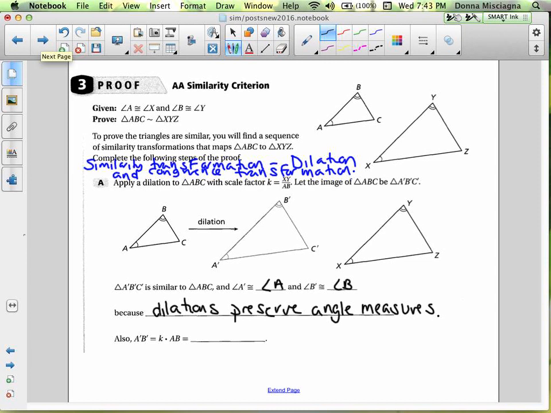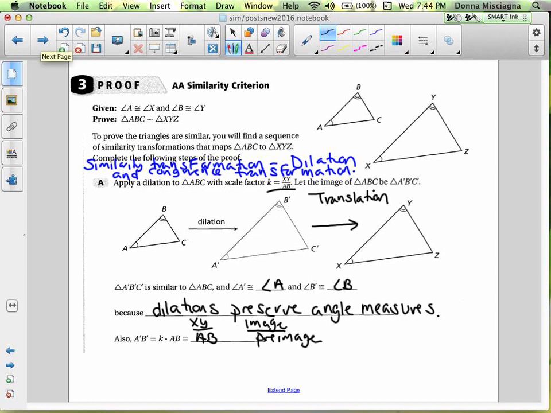So now if all I do is I'm translating, this is just a translation here. We know that for a translation the corresponding sides are going to be congruent to one another. So we had a dilation, and then we have a translation here. So k times AB is going to be equal to XY divided by AB. Right? We have that right up here. Okay? So the scale factor here is always going to be our image divided by pre-image.